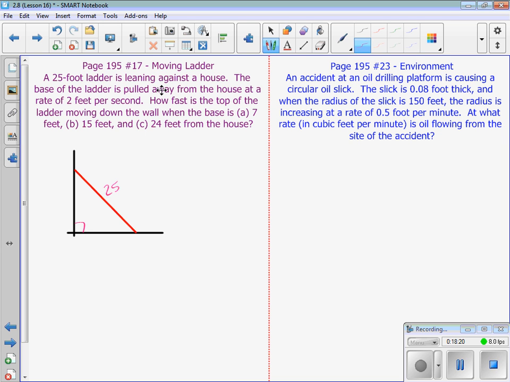The base of the ladder is pulled away from the house. So this is moving in this direction, right? And that rate is 2 feet per second, so we'll use that in a second here. How fast is the top of the ladder moving down the wall? When the base is 7 feet, 15 feet, 20 feet, 24 feet from the house. So what we need to do is create variables for these two spots. So whether you're going to use x and y or a and b or whatever, let's just use x and y.